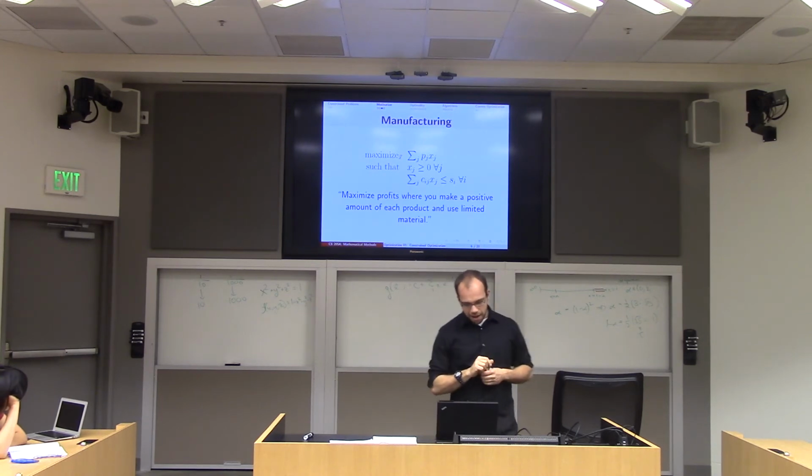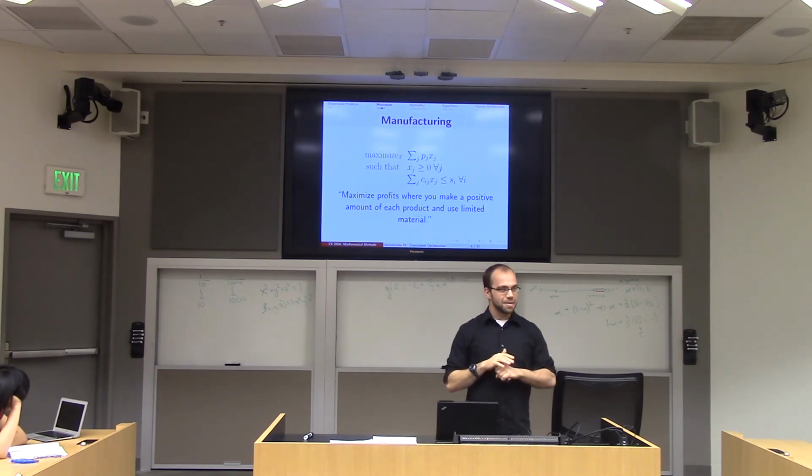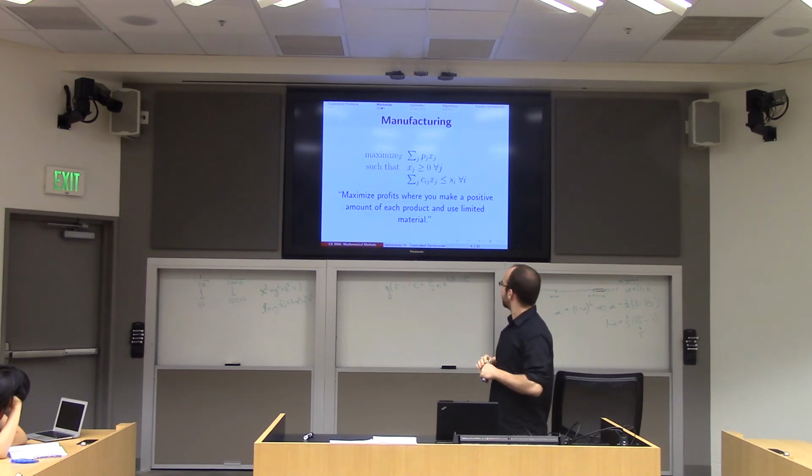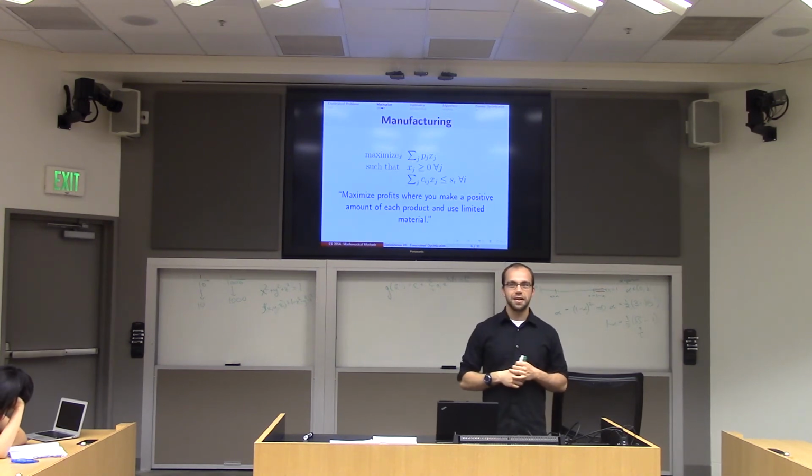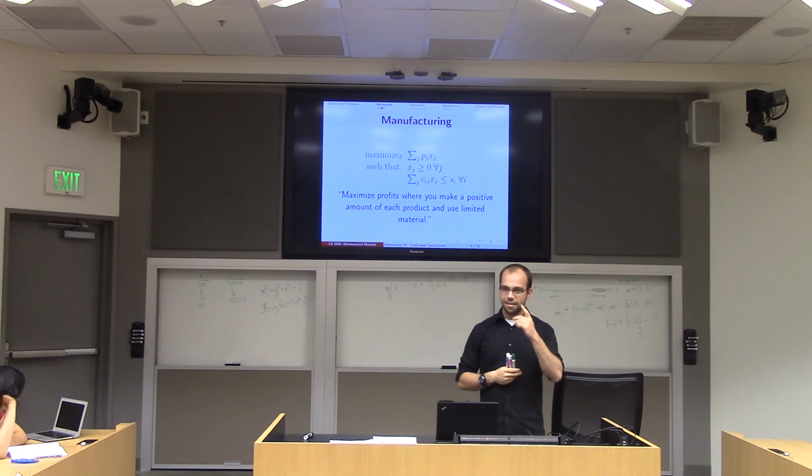By the way, this is a very particular type of optimization. Has anybody seen this before? What do you notice? There aren't any squares, there are no cosines, there are no sines, nothing. This is called a linear program.